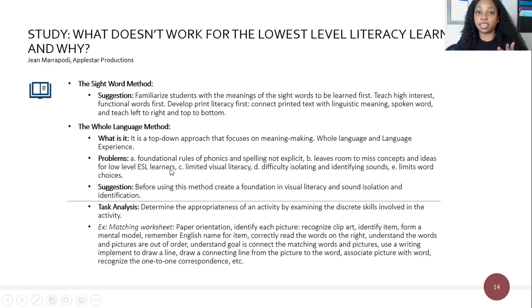John Maripodi suggested determining whether or not your activity was appropriate for your students by conducting a task analysis. And that just means examining the discrete skills involved in the activity. For example, with a matching worksheet, some of the discrete skills involved include: does your student know how to orient their paper? Can they identify the clip art and then connect it with a word or the item itself and then remember that in English? Can they draw a line from the picture to the word? Can they recognize the word?